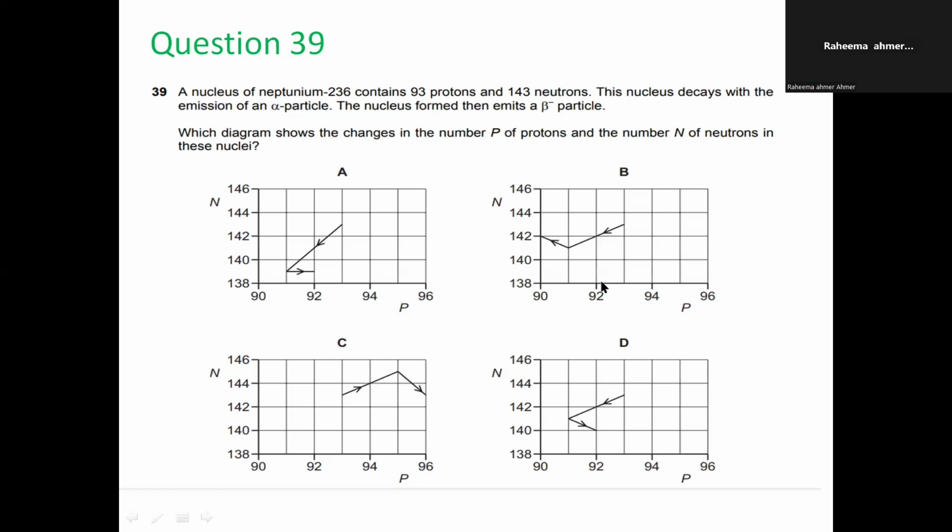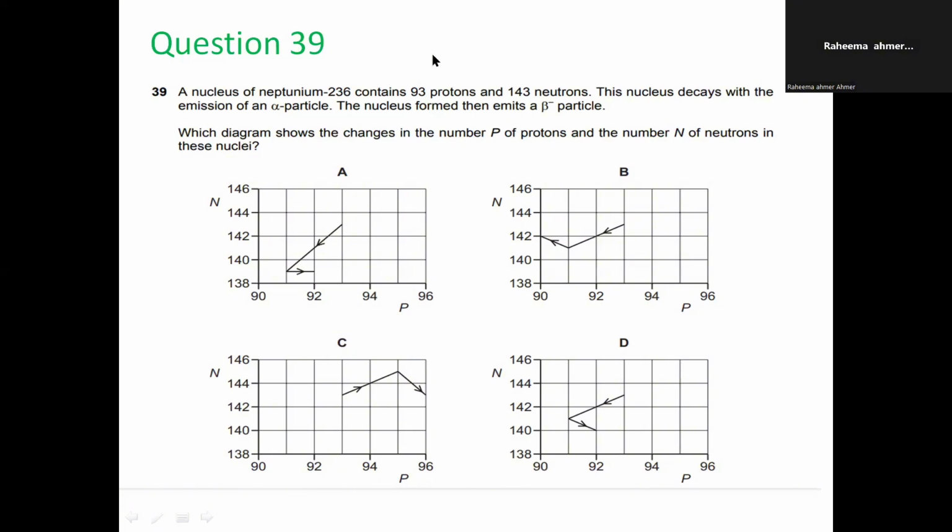So as we all know, in an alpha particle decay, 2 protons are lost and 2 neutrons are lost, right? And if we talk in terms of nucleon number, then it decreases by 4 and the proton number decreases by 2. But here it's asking about the number of neutrons, so it would decrease by 2 and the number of protons would also decrease by 2.